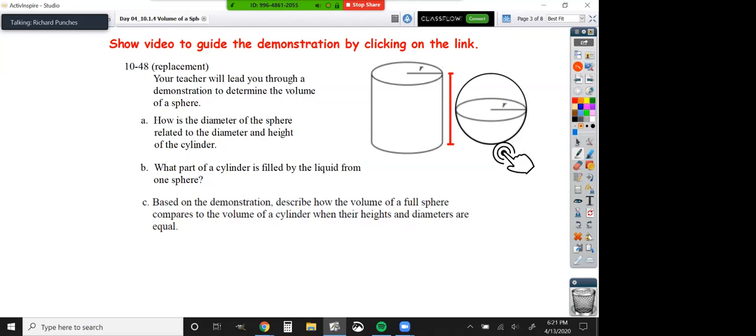Now, this height here is based off of the height of the sphere. So if you go from the top of the sphere to the bottom through the center, we also call that the diameter, right? So there's the diameter of the sphere, and that is the height of this cylinder. Now, a diameter is also two radiuses. So I know that the height of this cylinder is 2r, and so is the diameter.